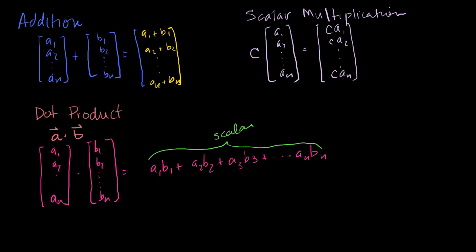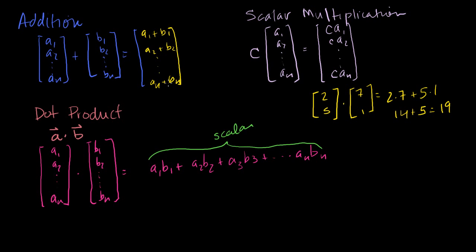Let me show you a couple of examples, just in case this was a little bit too abstract. Let's say that we take the dot product of the vector 2, 5 with the vector 7, 1. Well, this is just going to be equal to 2 times 7 plus 5 times 1, or 14 plus 5, which is equal to 19. So the dot product of this vector and this vector is 19.